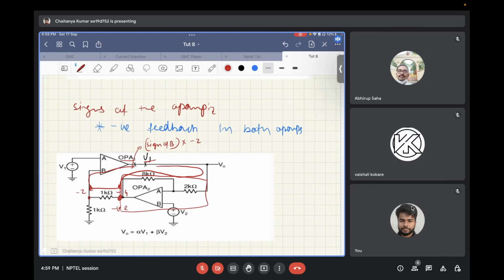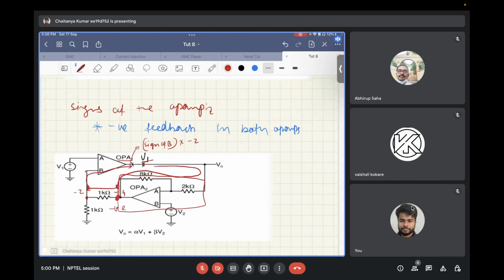Then you have a resistor divider that won't change the sign of the gain. So from V1 to this terminal B, you have a negative gain, and from this point to the output of the op amp, the sign should not change, so that the overall sign from V1 to the output of the op amp remains negative. So B has to be the positive terminal. So for op amp 1, B is the positive terminal and A is the negative terminal.